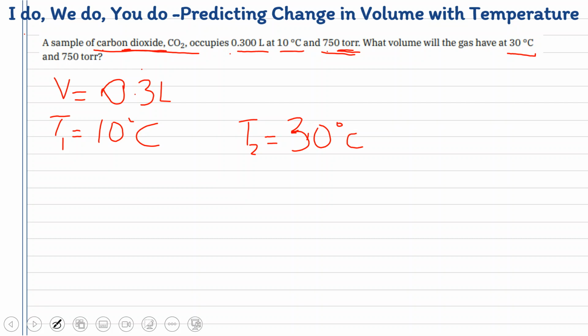Now, from what we learned about Charles' law, we know that when the temperature decreases, the volume is also going to decrease. Or when the temperature increases, the volume is going to increase. So we're expecting an increase in volume.